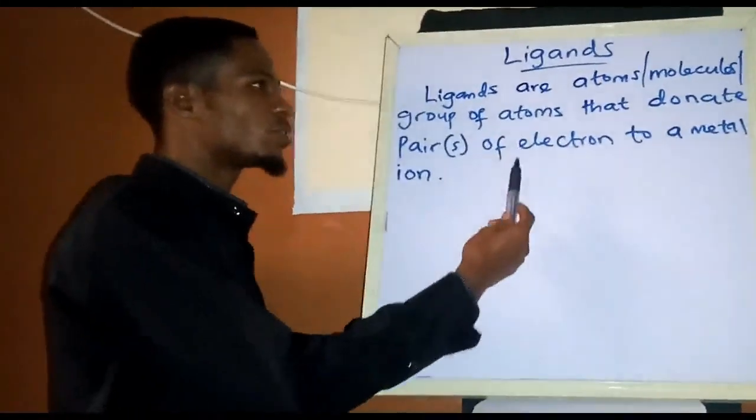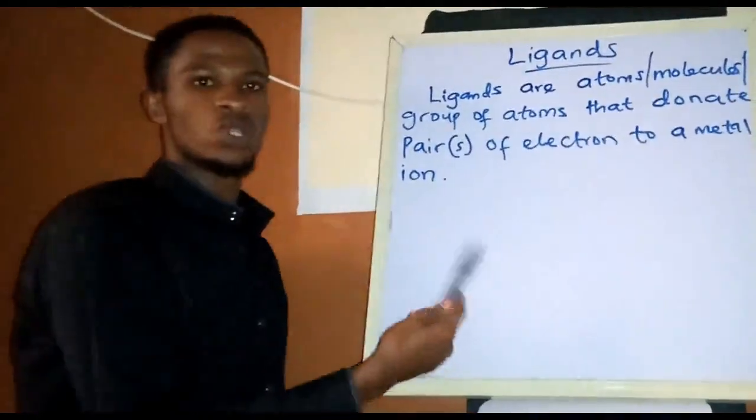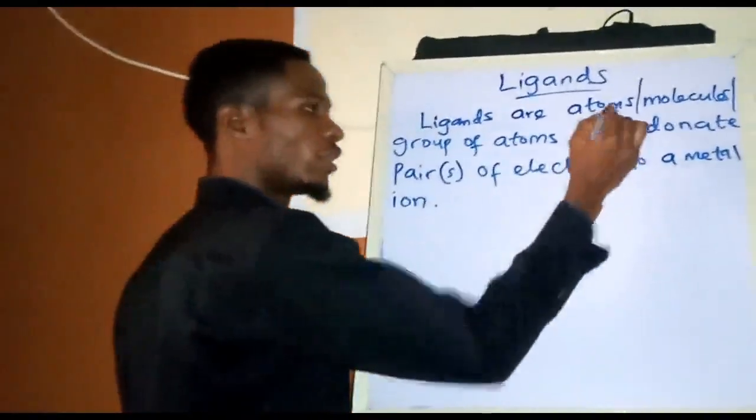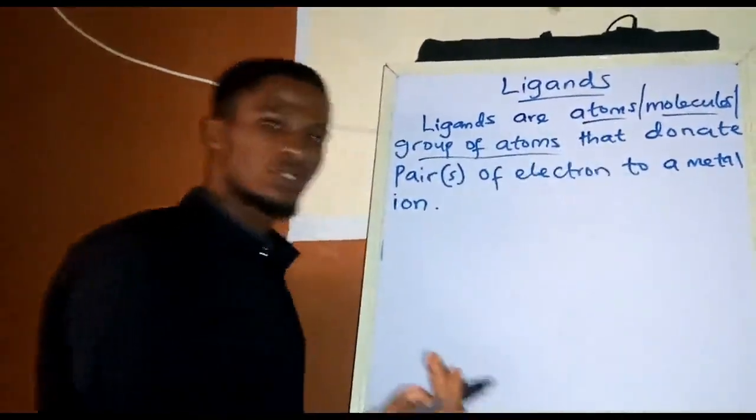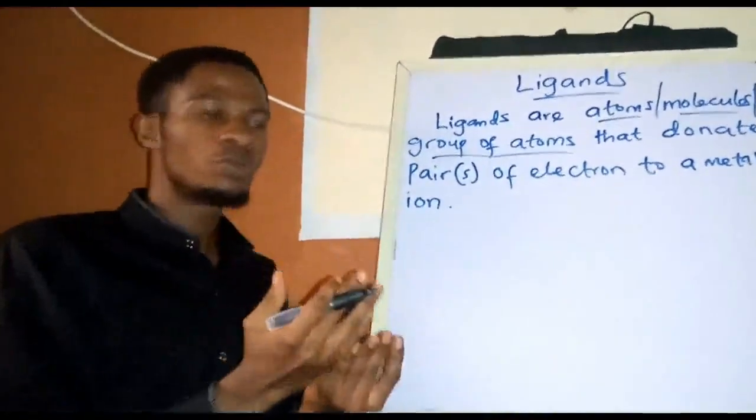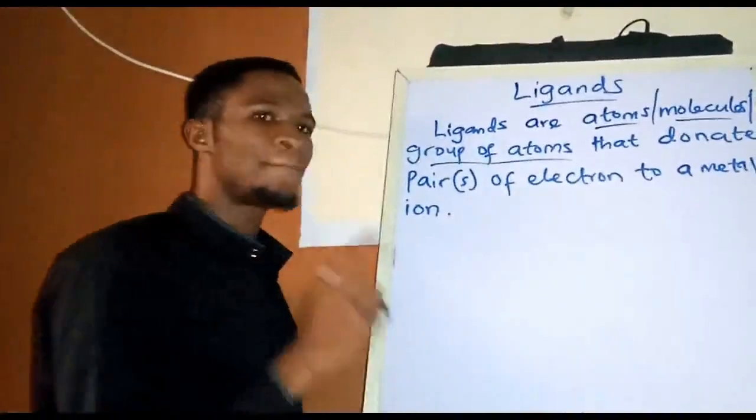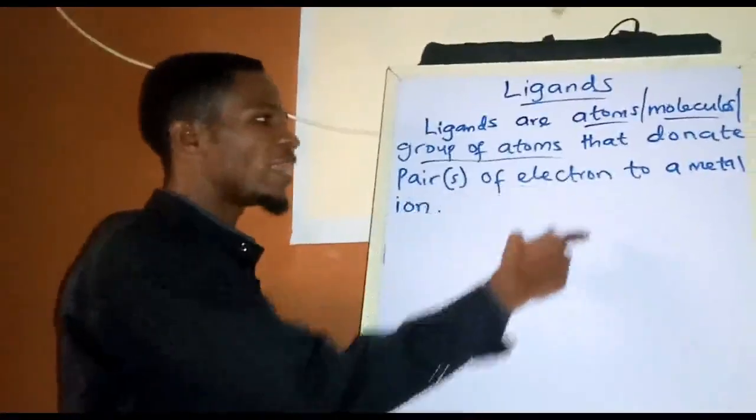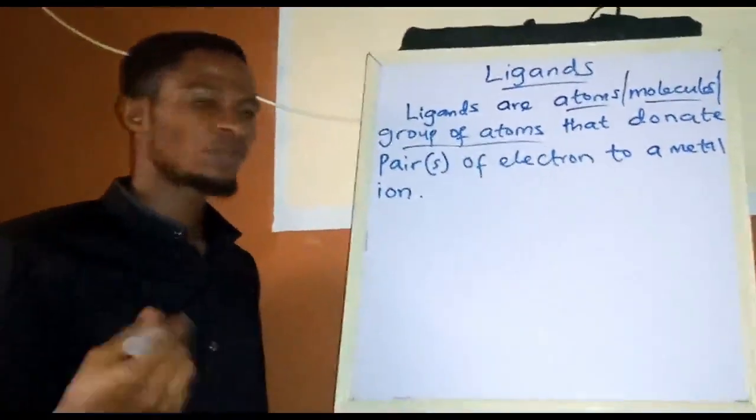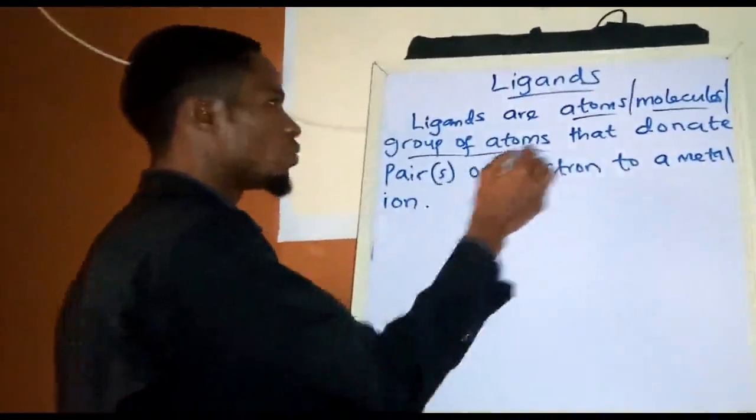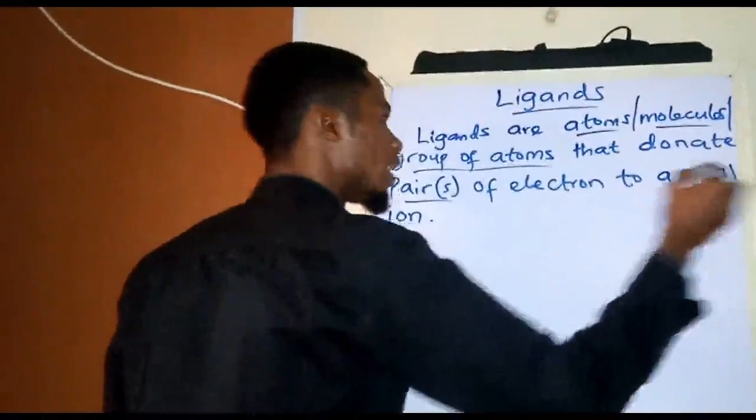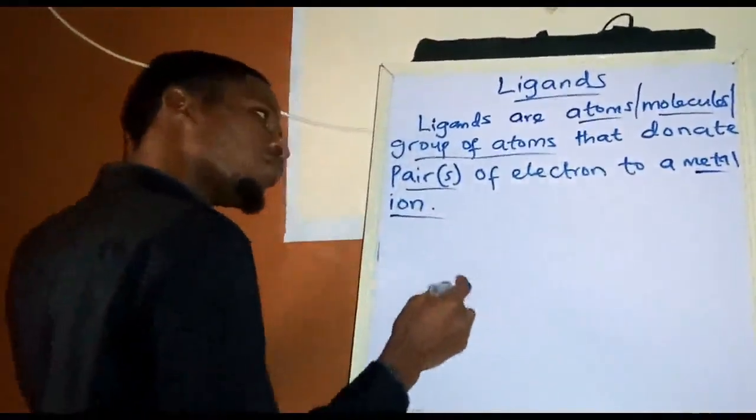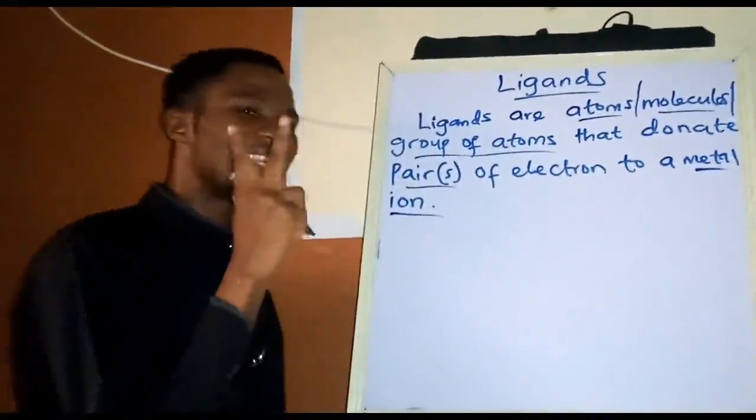Ligands are atoms or molecules or group of atoms. Take note of these words: atoms, molecules, group of atoms. They can be in a group that donates pairs of electrons to a metal ion. Now, these are the words that we need to take note of: pairs and metal ion. You need to take note that a ligand donates in pairs.